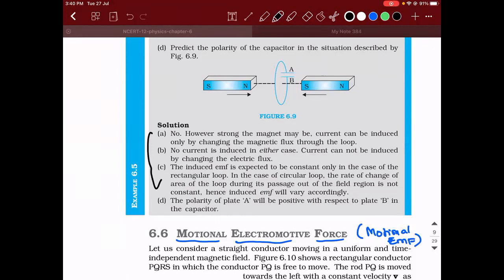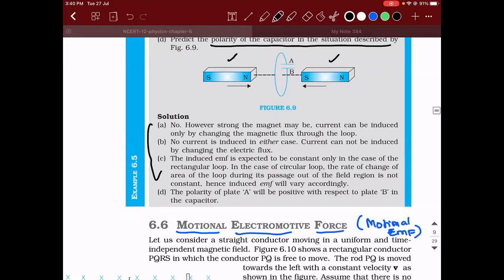Next, the last one is predict the polarity of the capacitor in the situation described by figure 6.9. So if you observe, there are two permanent magnets where the left side magnet has the north pole closer to the coil with the capacitor, and the right side magnet has the south pole closer to the coil with the capacitor. I hope that point is clear.